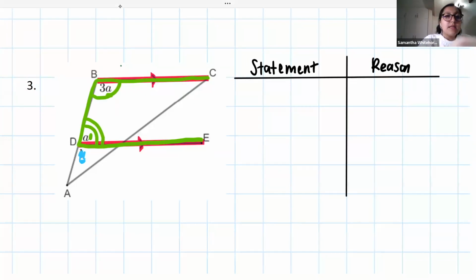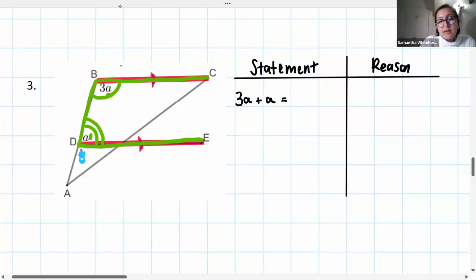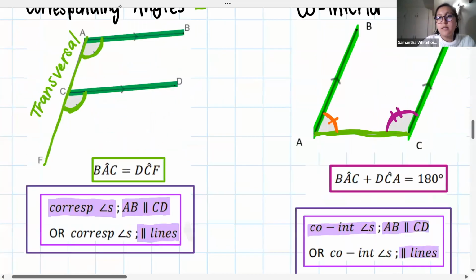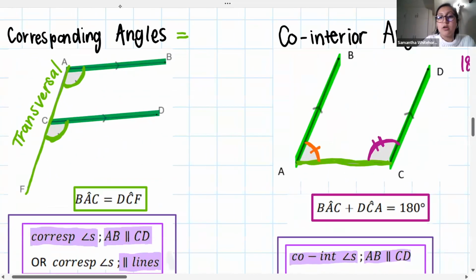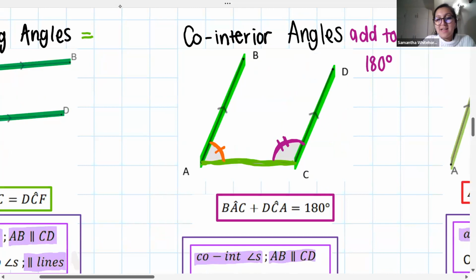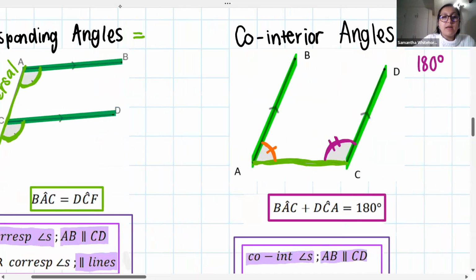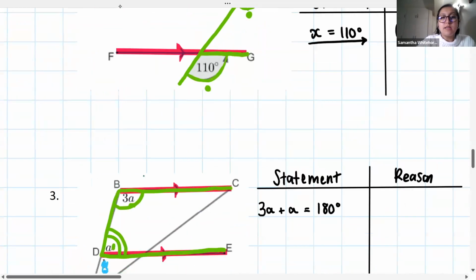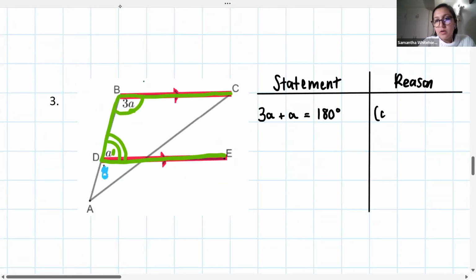And so what that means is I can make my first statement. 3A plus A is equal to 180 degrees. Remember, co-interior angles are not equal. They add up to 180 degrees. So we've made our statement. We're going to give our reason. I did the brackets again, sorry. Co-interior angles, BC is parallel to DE.